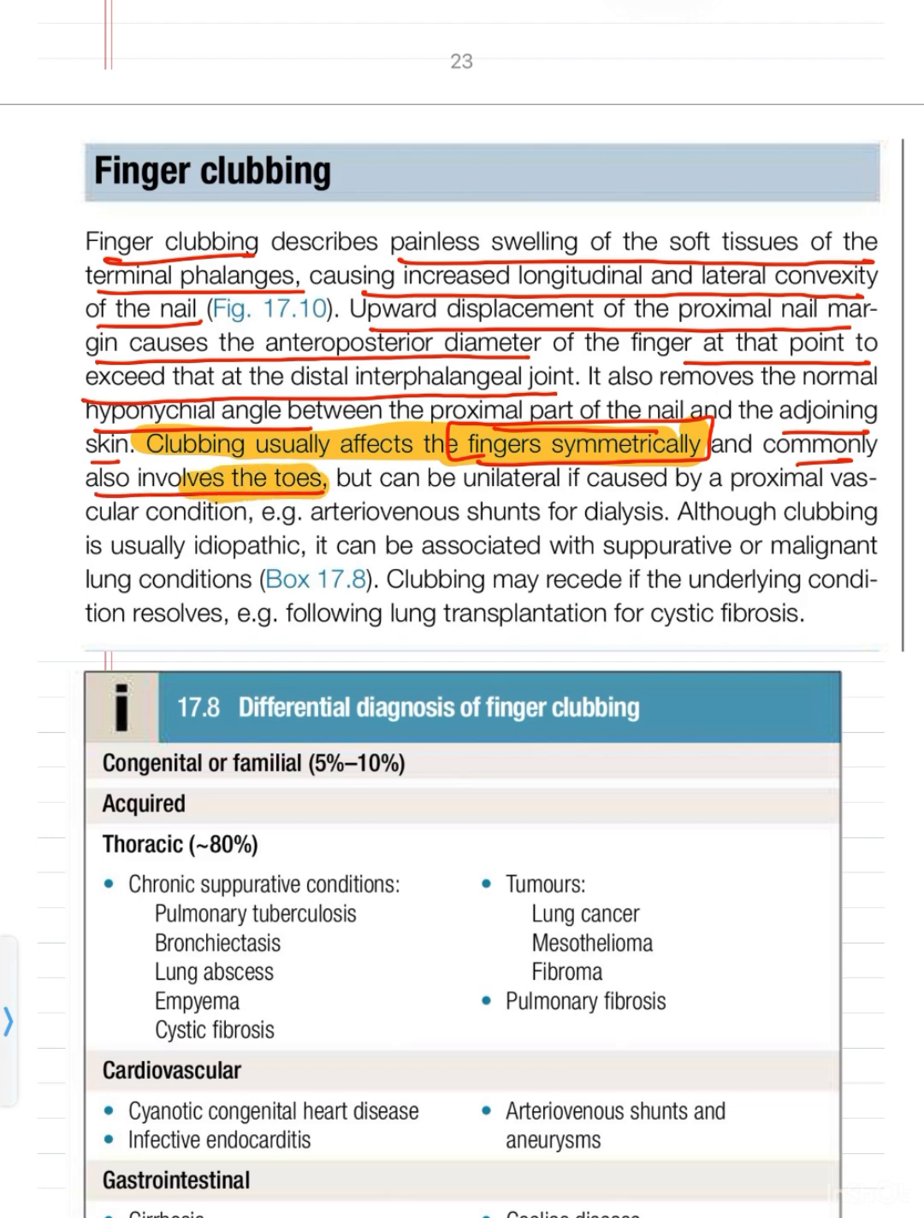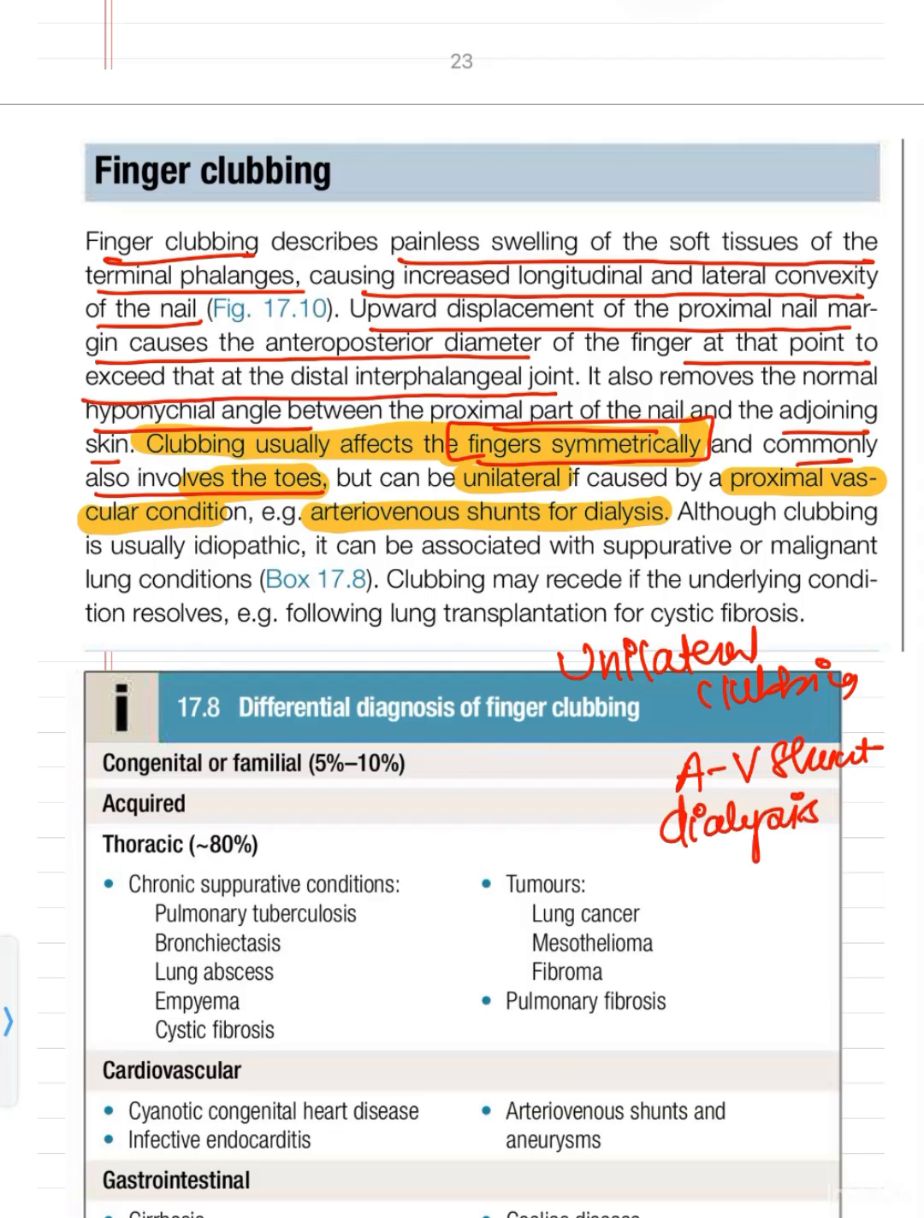So clubbing usually affects the fingers symmetrically, and it commonly also involves the toes. So the second option was taken from here. But it can be unilateral if it is caused by a proximal vascular condition, for example, an AV shunt, arteriovenous shunt for dialysis. In that condition, there will be only unilateral clubbing. So next time they can ask you the question: in which condition will you find unilateral clubbing? One of the options will be AV shunt for dialysis. So next time in the emergency or the OPD, you see a patient on dialysis for whom an AV shunt has been created, go and see his fingernails. You will find the clubbing.